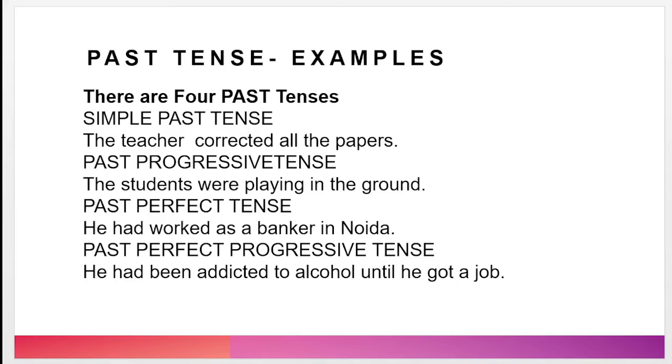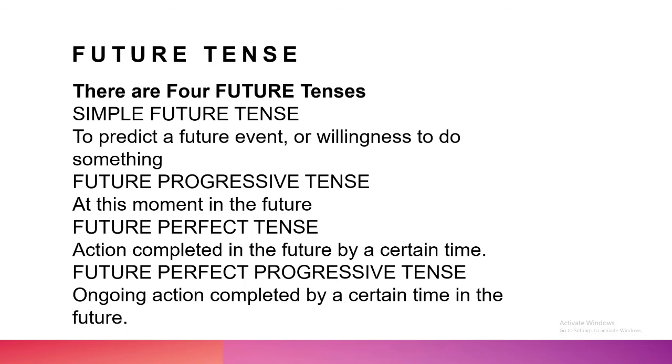Now let us look at the future tense. You can see there are 4 future tenses. Simple future tense, which indicates a future event, to predict a future event or willingness to do something in the future. The future progressive tense, at this moment in the future. Again, remember that the progressive tenses are used to specify a time. Here, in the case of future, a time in the future. The future perfect tense, an action which will be completed in the future by a certain time. The future perfect progressive tense is for ongoing action completed by a certain time in the future.